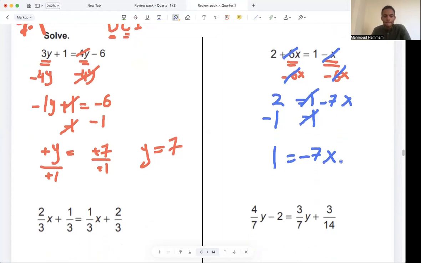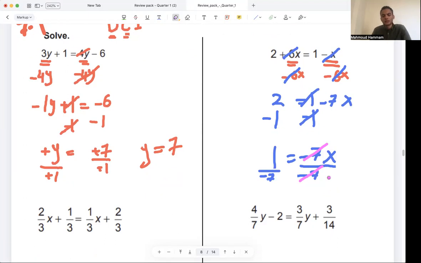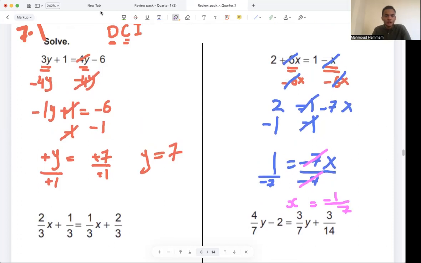Now the last step. I'll have to get rid of the negative 7. So divide by negative 7 right, divide by negative 7 left. Very good. And then what will happen? This will be cancelled. Yes. x equals negative 1 over 7. Negative 1 over 7. Right. So this is 7.1. Any questions? Yes, Mr. Do I need the decimal form of the fraction? No, leave it as it is. Okay, thank you, Mr.